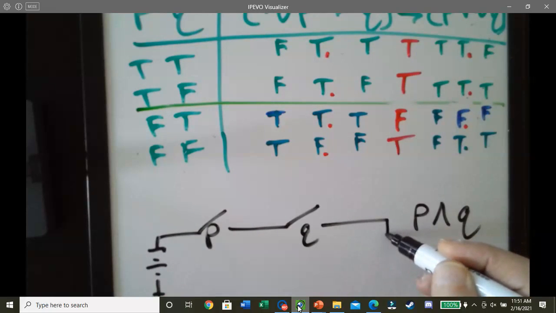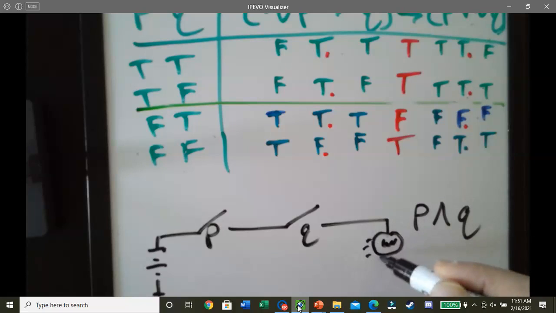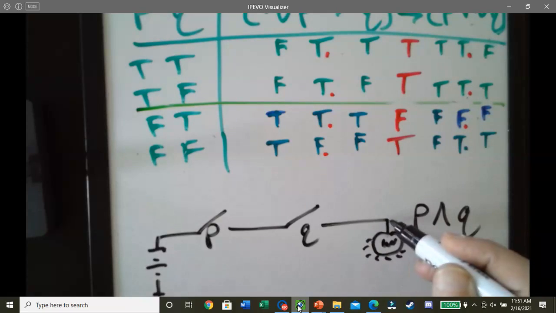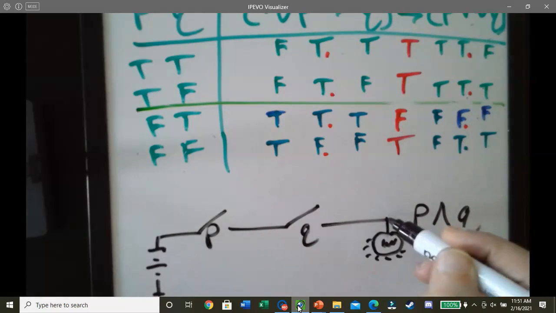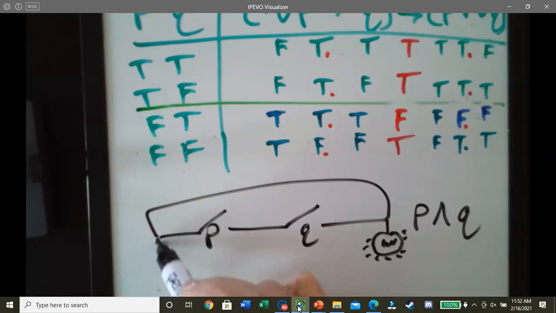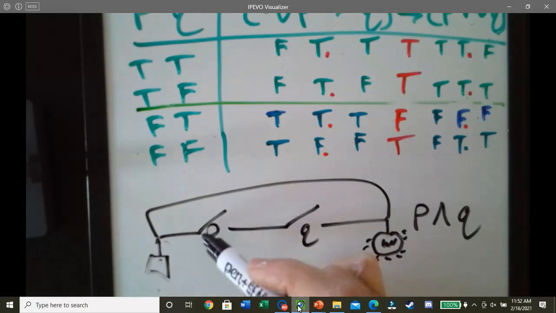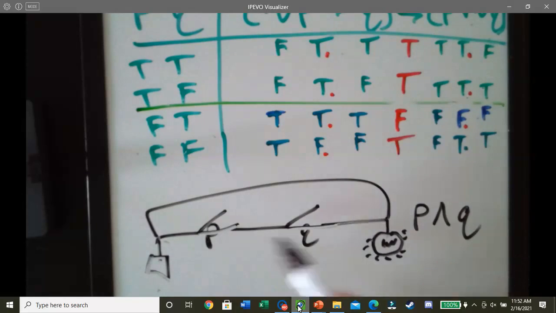And a light bulb here. And the only way you could get that, and then this could come back around this way, let's say. The only way the light bulb could light, this is a battery, is if both of them were closed.